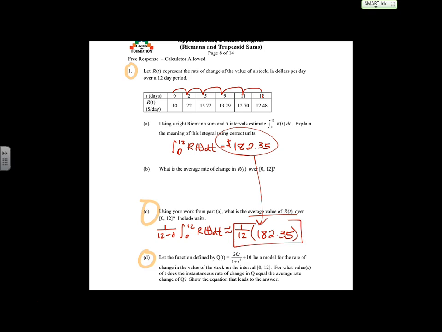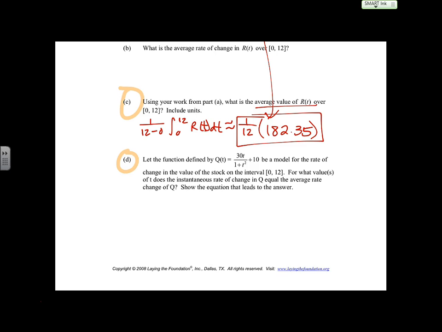All you do is just take your integral that you solved for, I should say your Riemann sum, and just multiply it by 1/12. That's it. That's plugging into average value. Last but not least, letter D. Is this a calculator question? Yes.